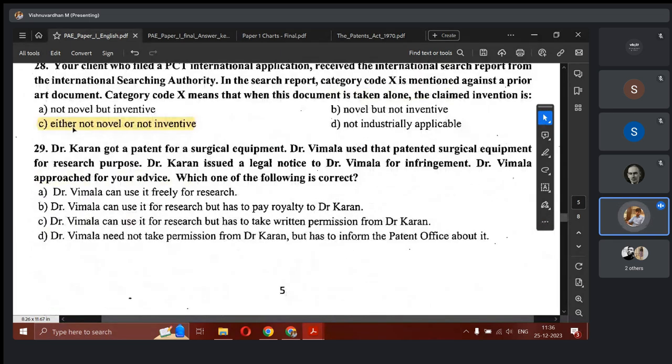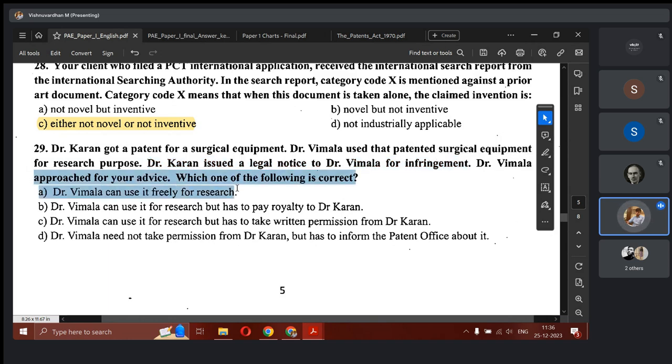Apart from that, 29. Dr. Karan got a patent for a surgical equipment. Dr. Vimala used that patented surgical equipment for research purpose. So basically, exemptions to infringement, I think sections 47 and 48 talk about this. Whenever the government uses it or you use it for research purposes, this is not infringement. Dr. Karan issued a legal notice to Dr. Vimala for infringement. Dr. Vimala approached you for advice. Which one of the following is correct?